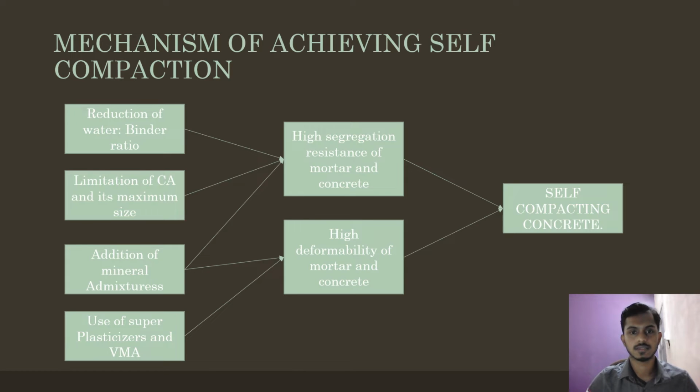Mechanism of achieving self-compaction. Reduction of water-binder ratio, limitation of coarse aggregate and maximum size, plus addition of mineral admixture, give high segregation resistance of mortar and concrete. Another one, addition of mineral admixture and use of superplasticizers and VMA, gives high deformability of mortar and concrete. Both of these together become self-compacting concrete.